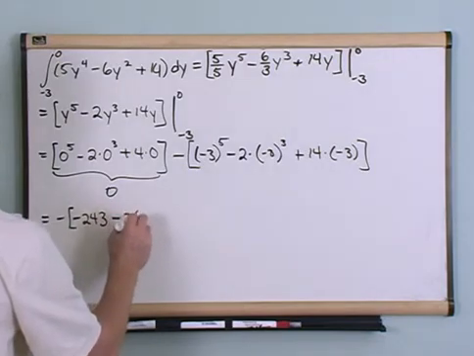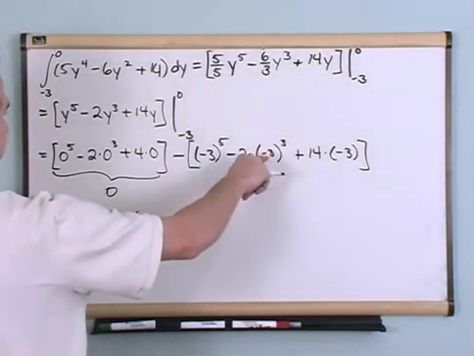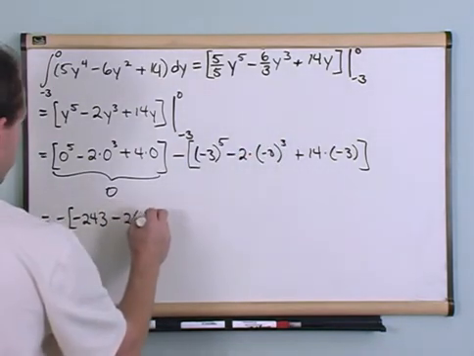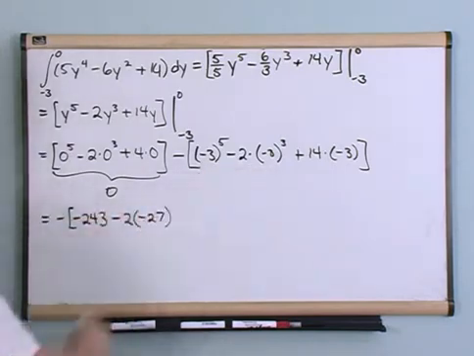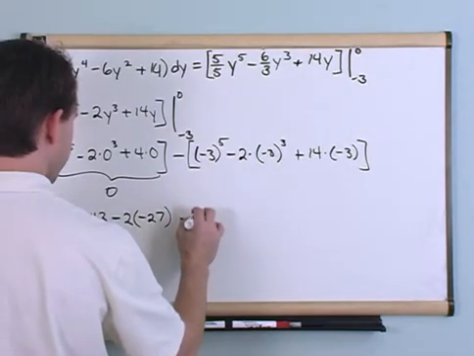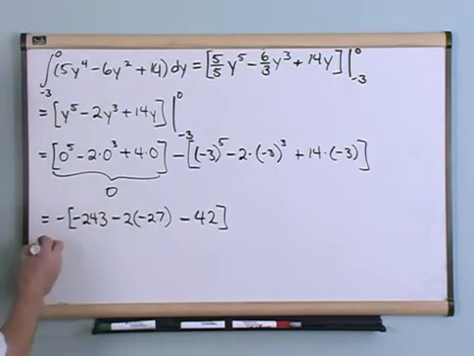Minus 2 times negative 3 cubed, which is negative 27, for the same reason, because it's a negative and it's an odd number of times. You could simply put that in your calculator and prove that negative 3 raised to the 3rd power is negative 27. And then over here, what you have is negative 42. And this is all inside of this bracket here.